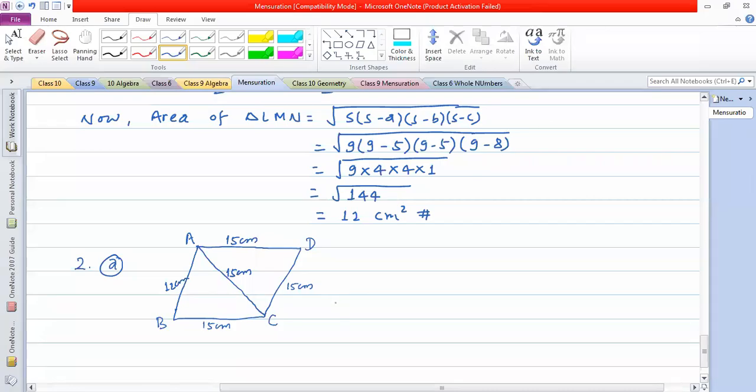You can see there are two triangles, and one of the triangles is an equilateral triangle, and another triangle is an isosceles triangle. Okay, so solution.